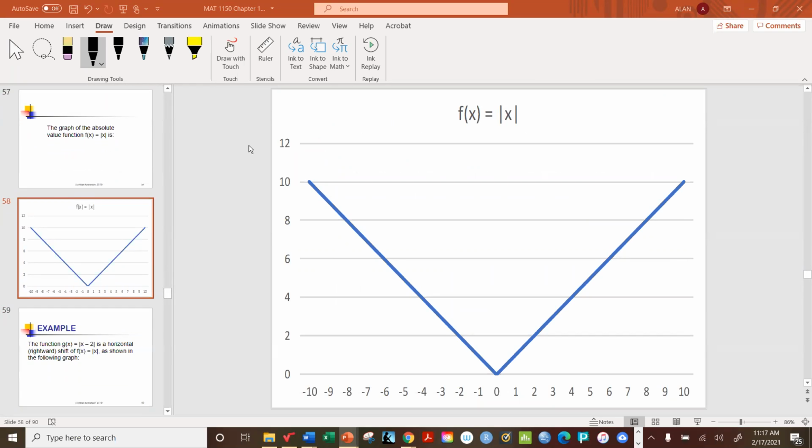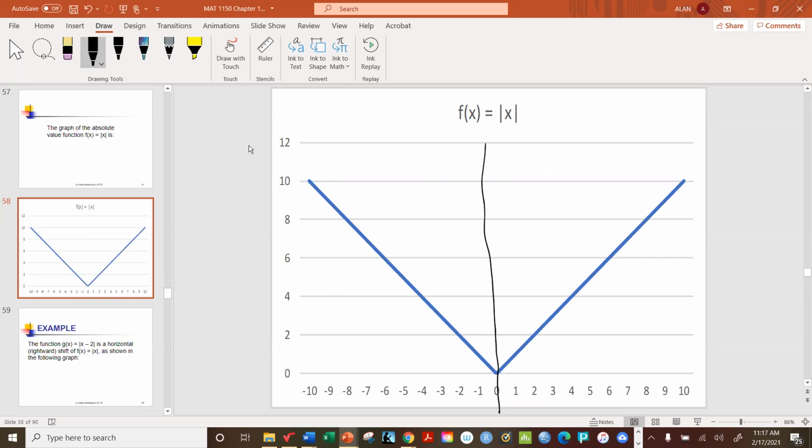And of course, it's symmetrical about the vertical axis. But what if we change that to, let's say, g of x is x minus 2? So what kind of shift is that? Let's find out. First of all, let's go back and revisit everything we've done so far. So this is basically g of x, in this case, would be f of x minus 2.